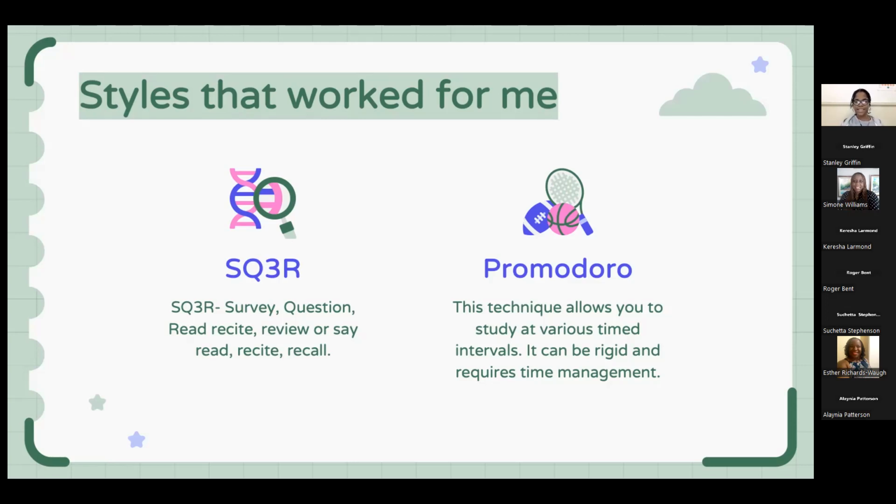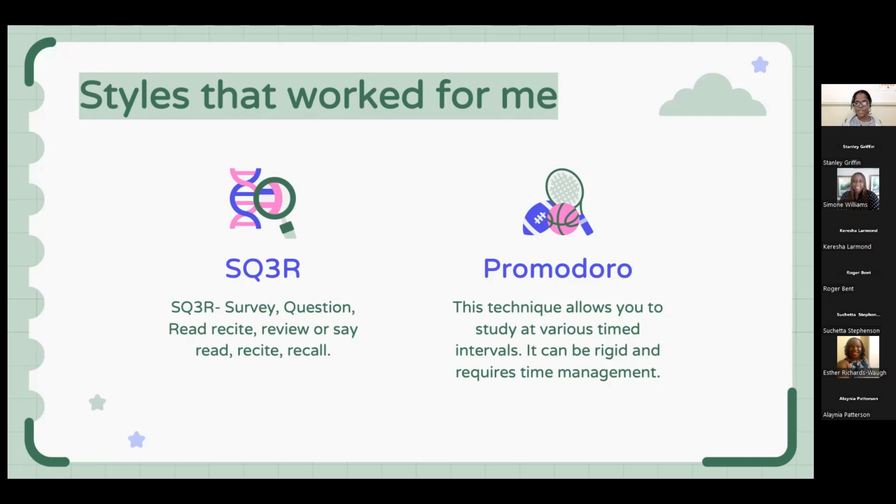So the first technique, as I said, is SQ3R. It worked for me, which is to survey, question, and then read, recite, review. So this involves skimming your notes. I'm a bit nervous because one of my favorite tutors is here, Mr. Bent, and I have a test with him right after this. So I know I have to survey, question, read, recite, review.